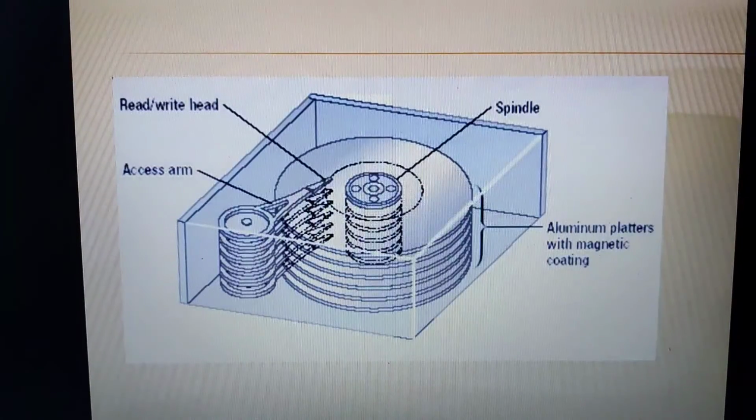So let me show you here. You can see here, this is actually the magnetic disk. It's a round flat surface which will be rotating at a high speed.